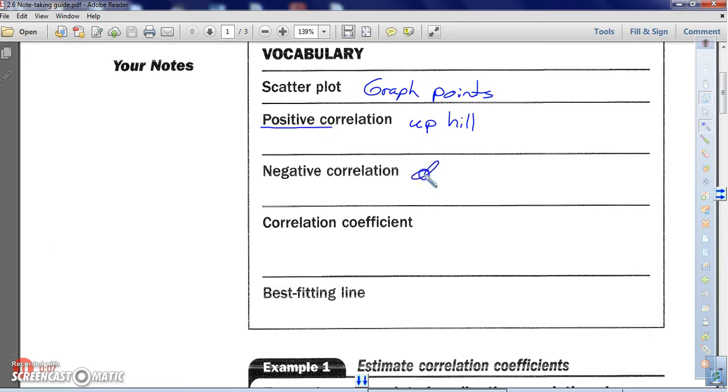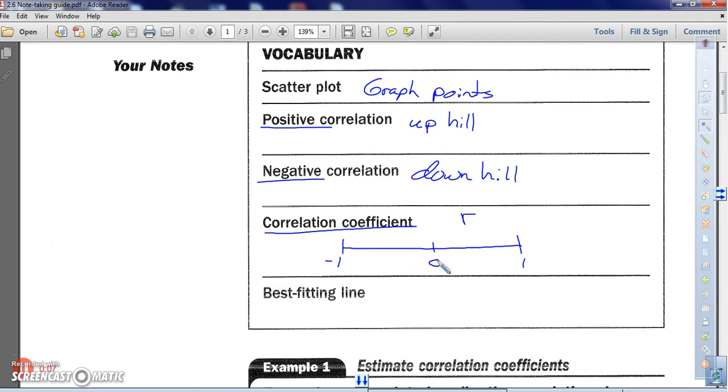If that pattern goes downhill from left to right, like a line with a negative slope, we call that a negative correlation. And how closely those points resemble a line is called the correlation coefficient. Now in statistics, that correlation coefficient is represented by the letter R. That number is a value that goes on a scale, and that scale actually goes from -1 to +1 with 0 in the middle.